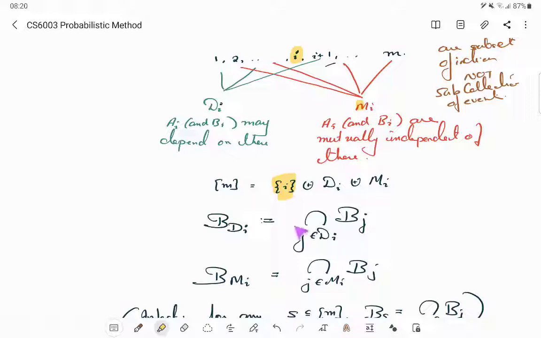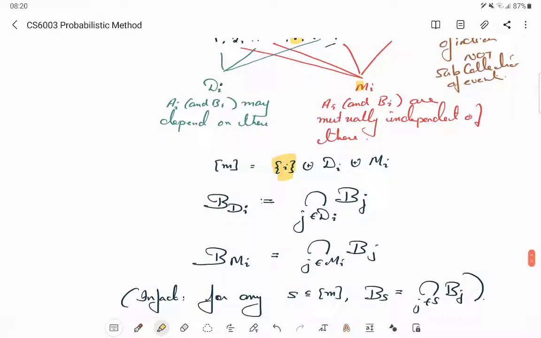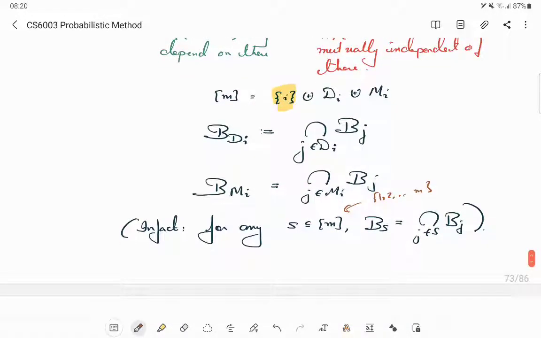In fact, this kind of notation is very standard, and we can use it for any subset S of indices, right? So if S is a subset of indices, a subset of M, this 1, 2, 3 up to M is what I call the indices. Then B of S is nothing but the intersection of all the events B. Remember, B is the complement of A, indexed by the subscripts in S. Okay, so if I write something like B357, this will actually mean B3 intersection B5 intersection B7.